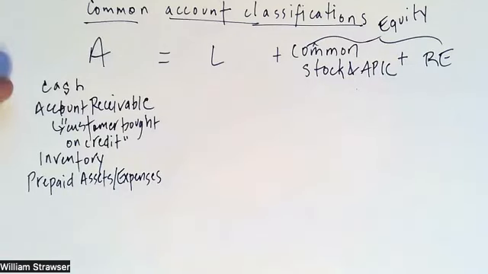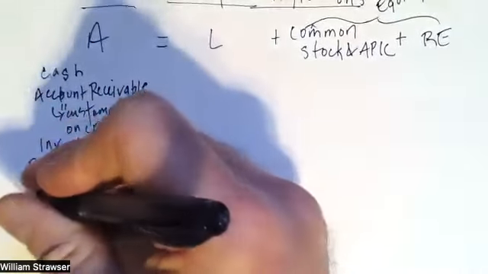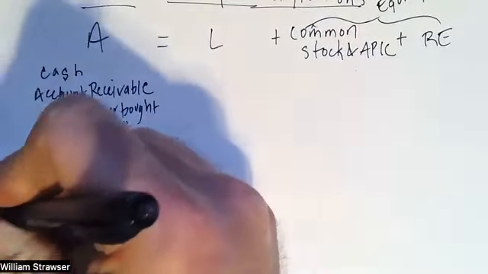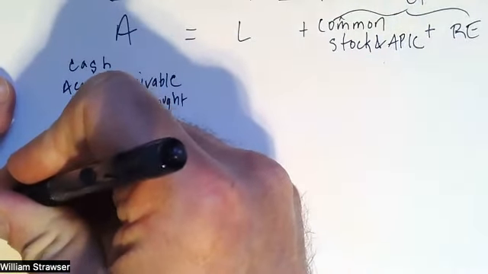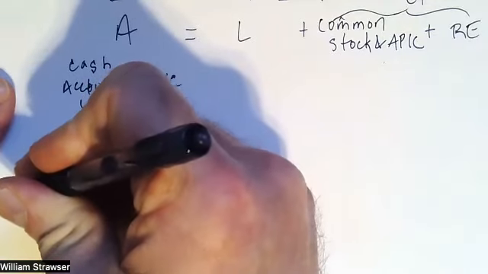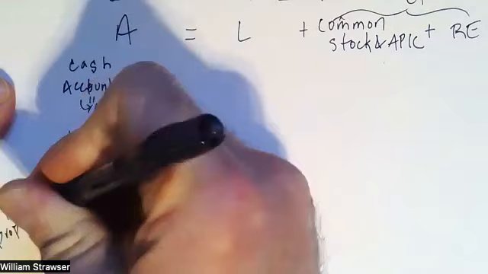So these are not an exhaustive list, but these are the most common current assets. When we move beyond current assets, we start talking about a class of assets that many times in the business world we'll call PP&E, which stands for property, plant, and equipment.